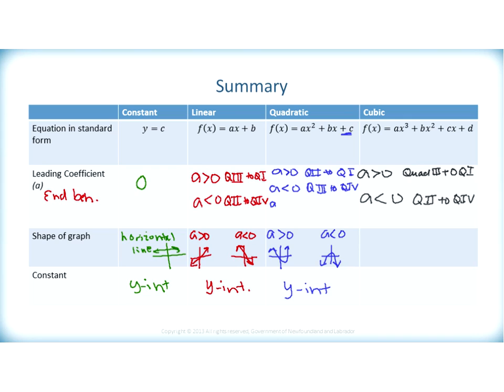The shape of the graph, if a is greater than 0, you'll see an N or a stretched out N. If a is less than 0, you'll see a backwards N or a stretched out backwards N. Some people call it a sideways S. We have the y-intercept, which will be given to us with the constant.